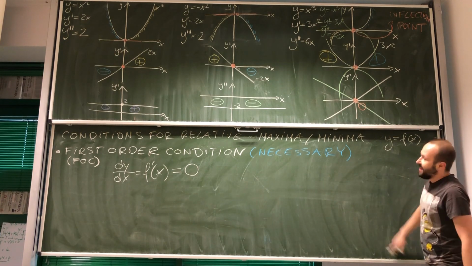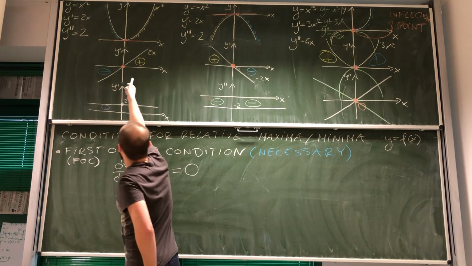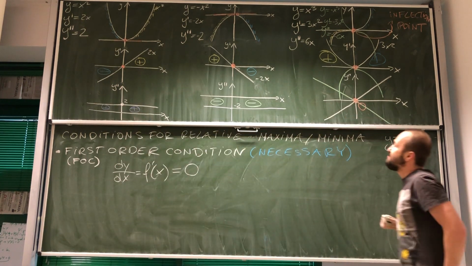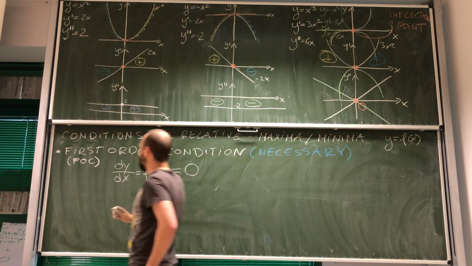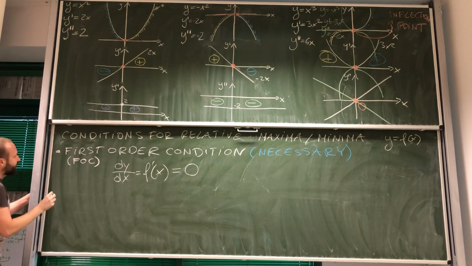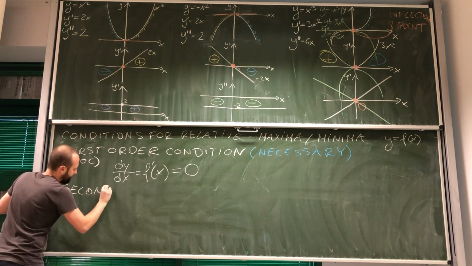Now, of course we saw that this type of point we will have when we have a maximum, minimum, or inflection point. So then we need to go to the second order condition.